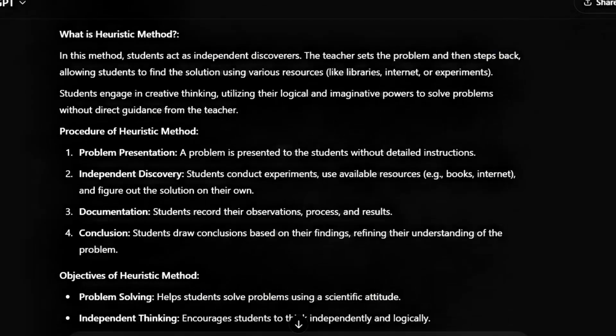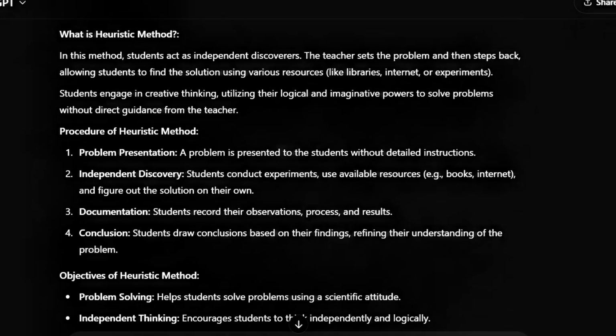What is heuristic method? In this method, students act as independent discoverers. The teacher sets the problem and then steps back, allowing students to find the solution using various resources like libraries, internet, or experiments. Students engage in creative thinking, utilizing their logical and imaginative powers to solve problems without direct guidance from the teacher.